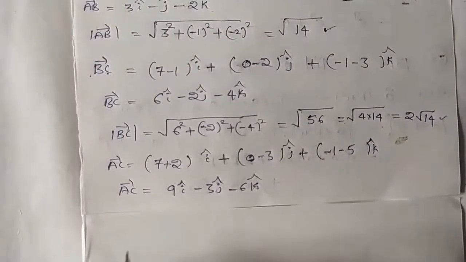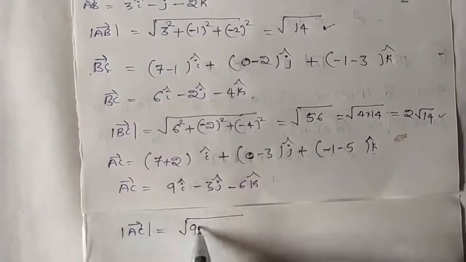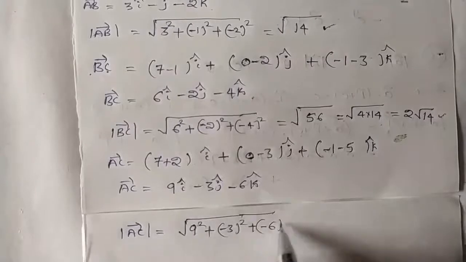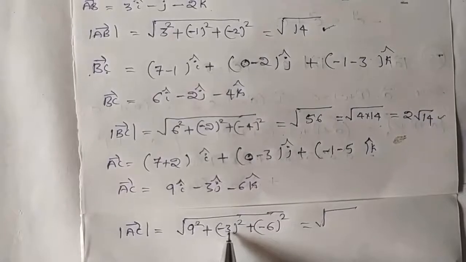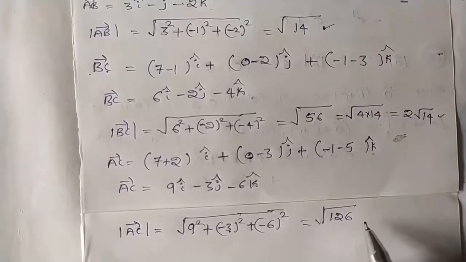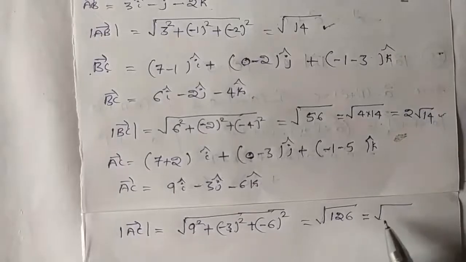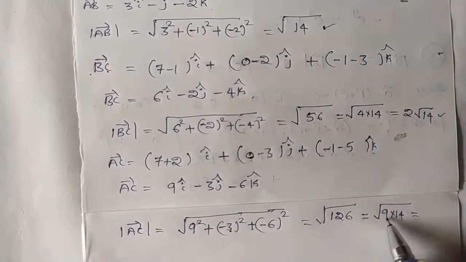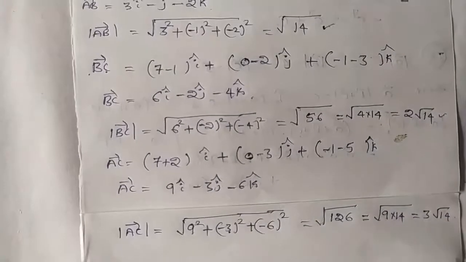Magnitude of AC vector equals square root of i component square, 9 square, plus minus 3 whole square, plus minus 6 whole square. That is equal to square root of how much? 9 square is 81, plus 9, plus 36, is 126. So root 126, simplified in the simplest form, is root of 9 into 14. 14 nines are 126. Inside the root it is 9. What about outside the root? It is 3. 3 into root 14.